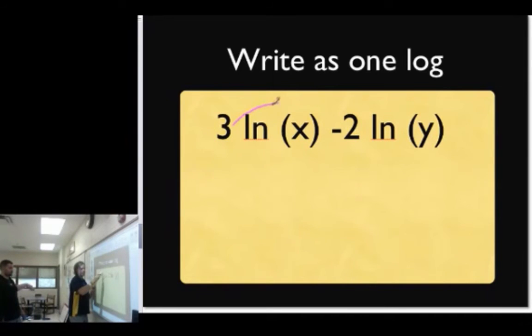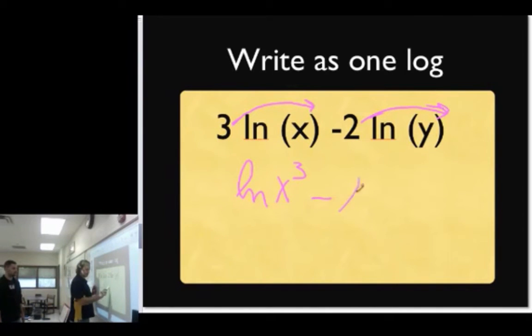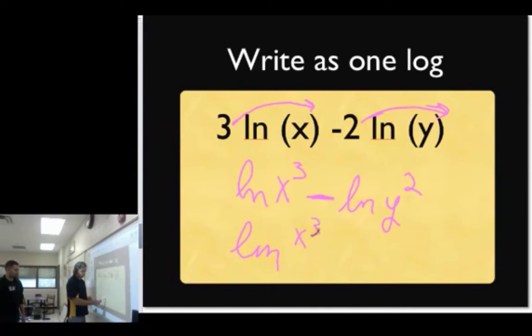Throw those powers up in front. Yeah, put the 3 back up here, put the 2 back up here. So I have ln of, the 3's up here, so it's now x cubed, and a minus, the 2's up here, so ln of y squared. What does subtraction in logarithms mean? Well, it means division. So if we put these two together in one log, that's x cubed divided by y squared. Oh, did you want that in parentheses?